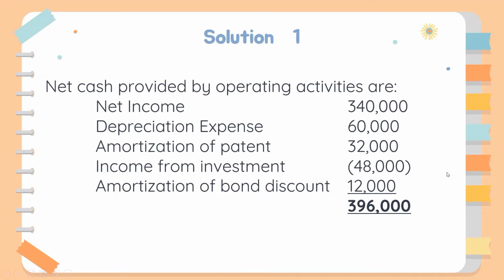Okay, so for the answer, ayan, 396,000. So meron tayong net income na 340,000, diba? Tapos depreciation expense na 60,000, amortization of patent 32,000, yung income from investment na 48,000, and amortization of bond na 12,000, which arrived to net cash provided by operating activities na 396,000 pesos.